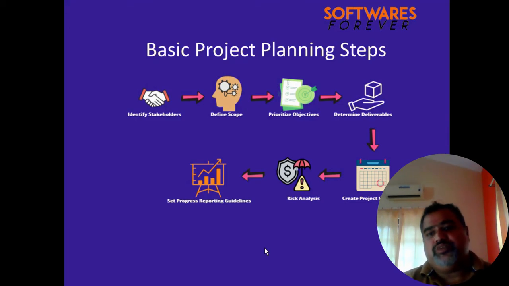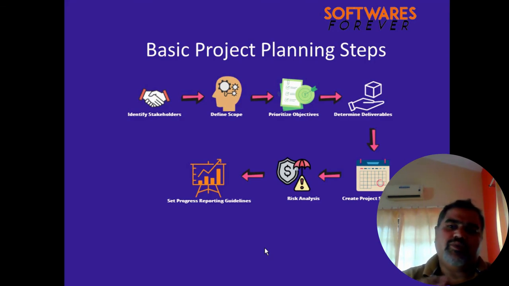and prioritize the objectives and determine the deliverables. Once you have the scope and, after prioritizing the objectives, you have to determine what all needs to be delivered. Like maybe you will be delivering phase-wise, right? So you have to make sure and document everything in a project document for these planning steps. So you have to determine all deliverables, and you have to create a project schedule, like when it will start and when it will end.